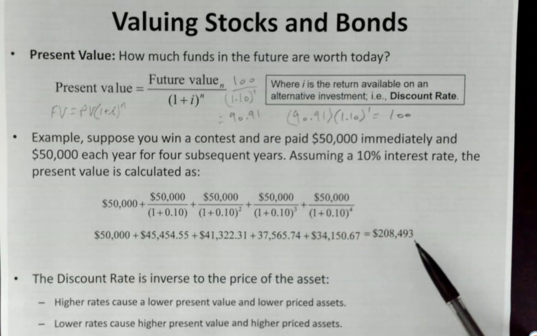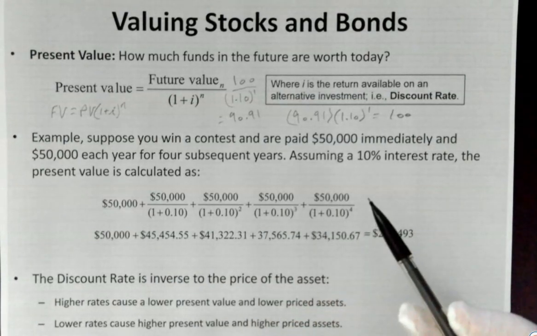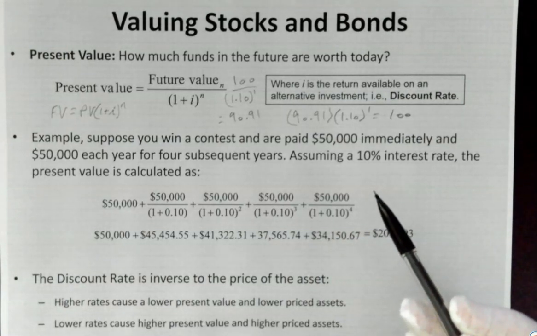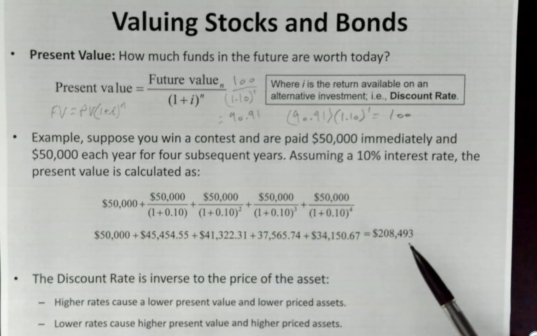Some of you may be thinking, well, 50,000 times 5 payments is $250,000. And you would be right. Yes, you are going to receive $250,000 in value. But the present value of that is only $208,493.